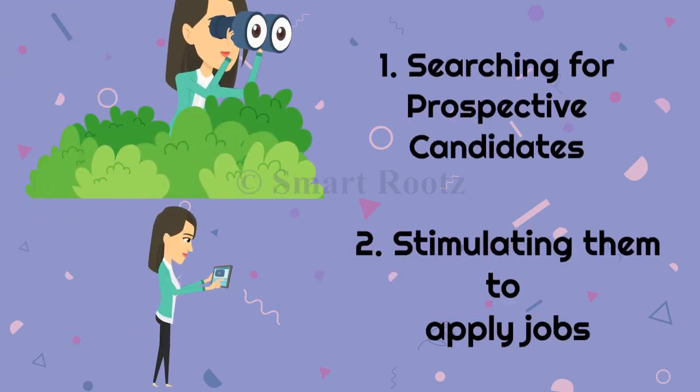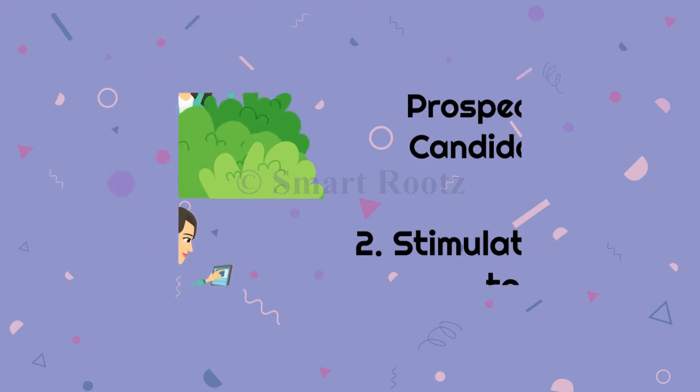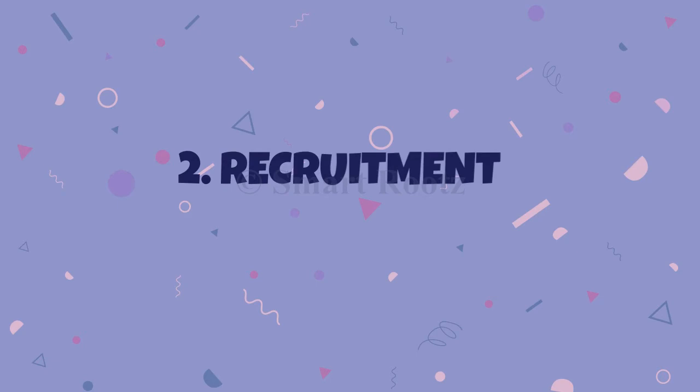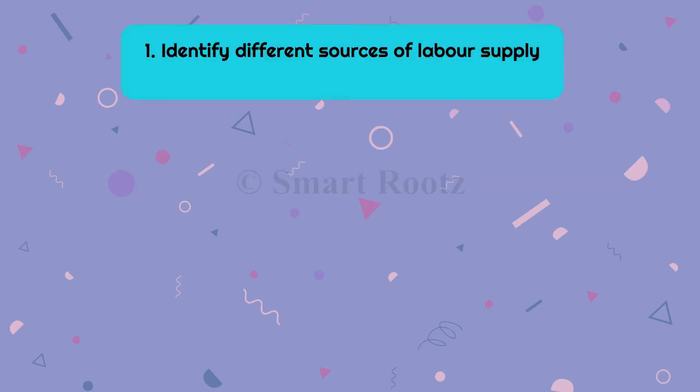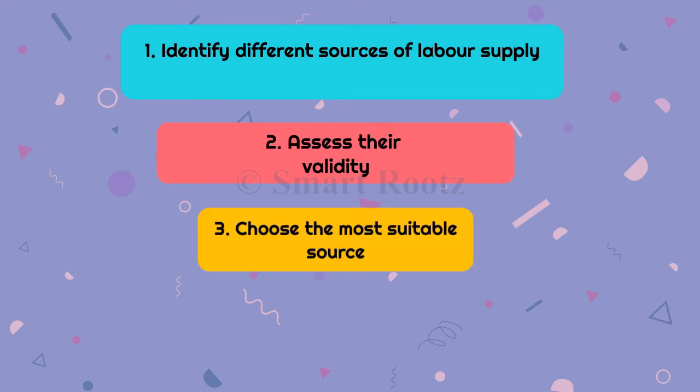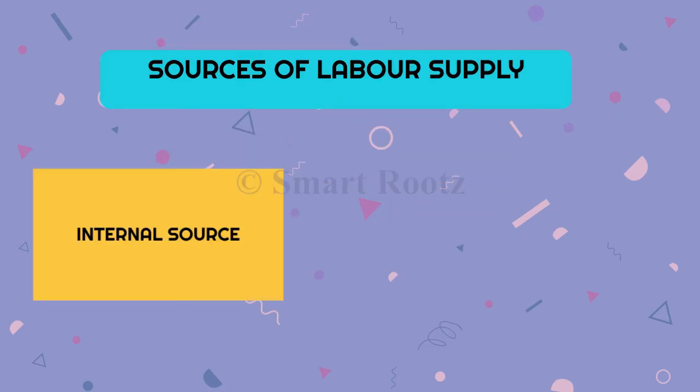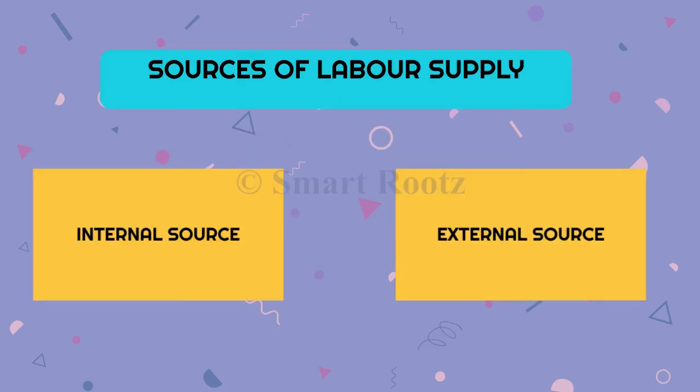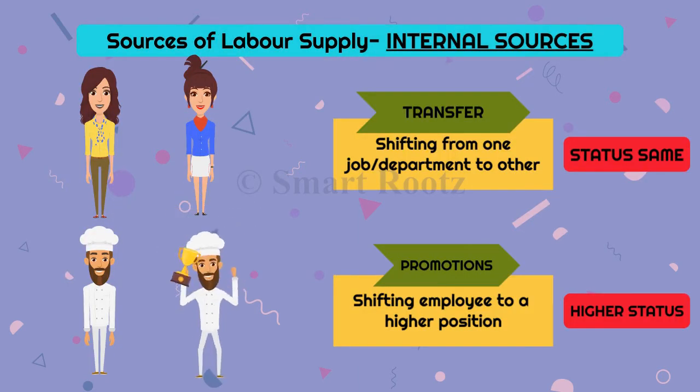As a second step in the staffing process, Joe has to search for candidates and stimulate them to apply for vacancies in her restaurant. This is the process of recruitment, which is finding possible candidates for a job. It involves identifying different sources of labor supply, assessing their validity, choosing the suitable source, and inviting applications from candidates. Joe can either use the internal source or external source to identify candidates. Let's discuss the internal sources of labor supply.